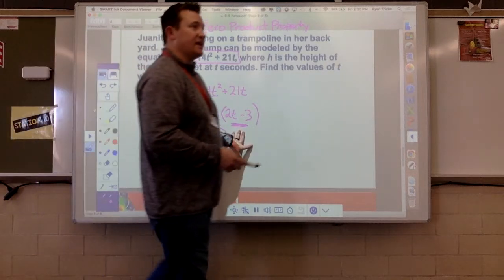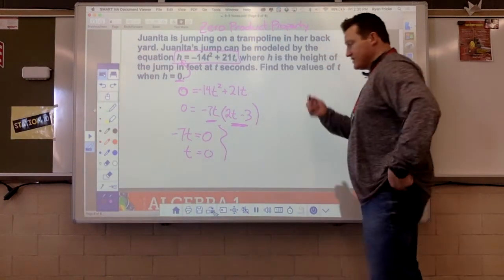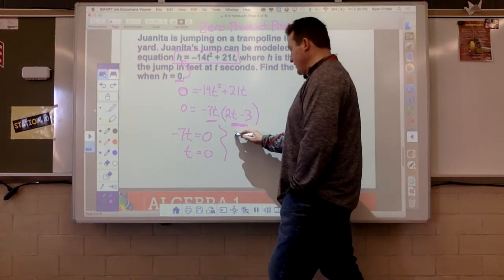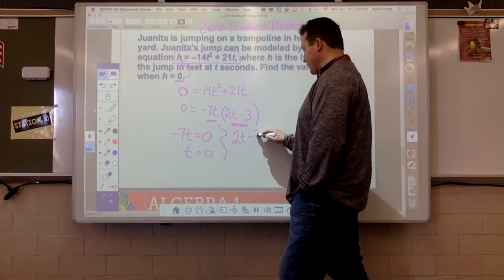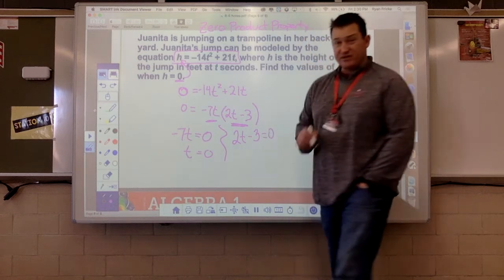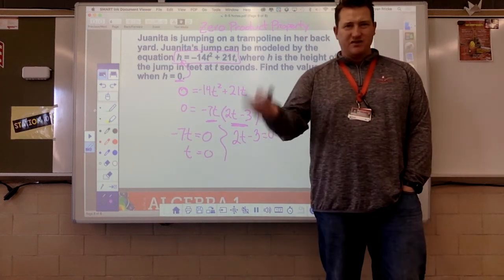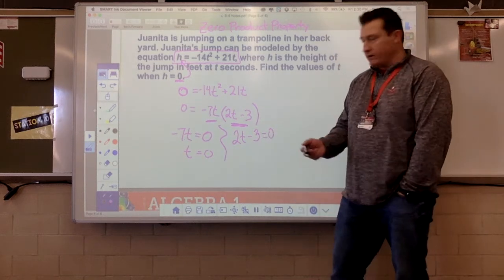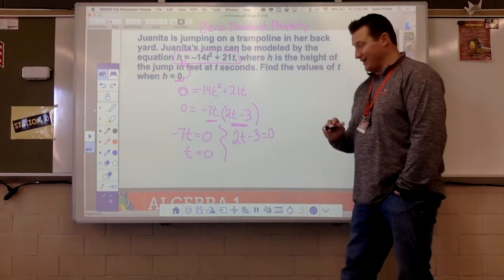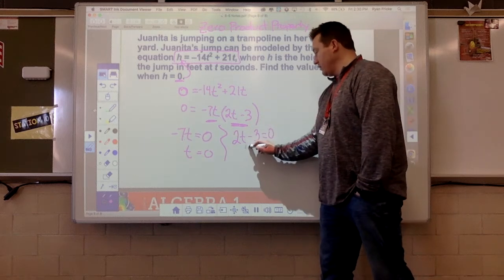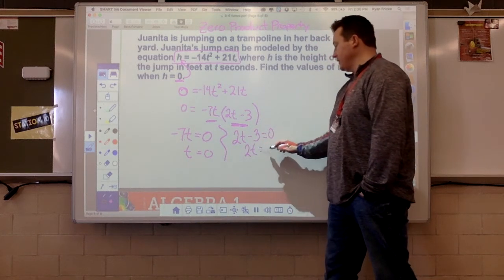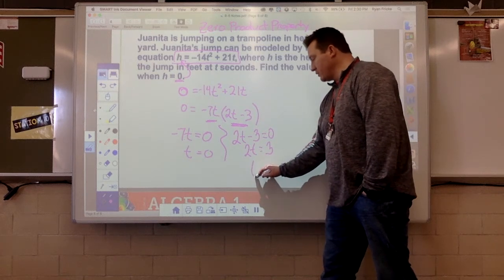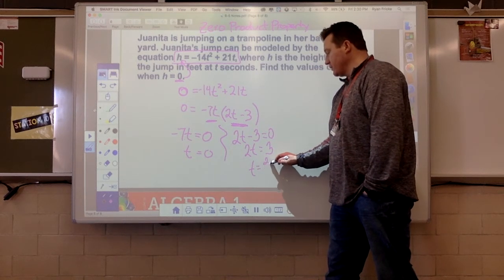The second case, take that expression, set it equal to 0, solve for the variable. So you mean you want me to go 2t minus 3 equals 0, and then you want me to solve for the variable? I do. Well, we can do that, right? We have solved many equations like this. So add 3, 2t equals 3. Divide by 2, t equals 3/2.